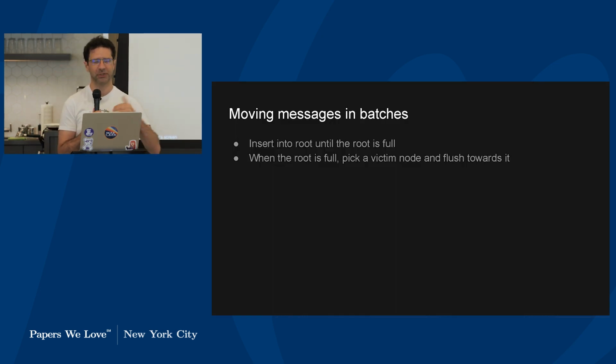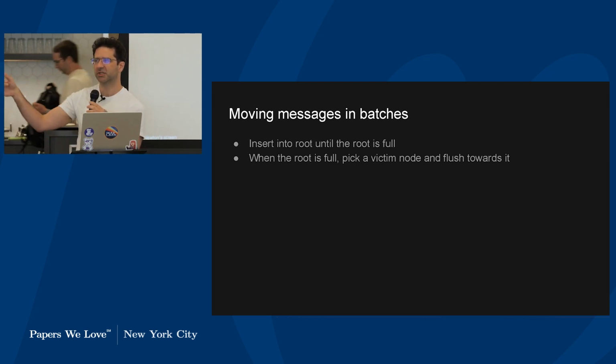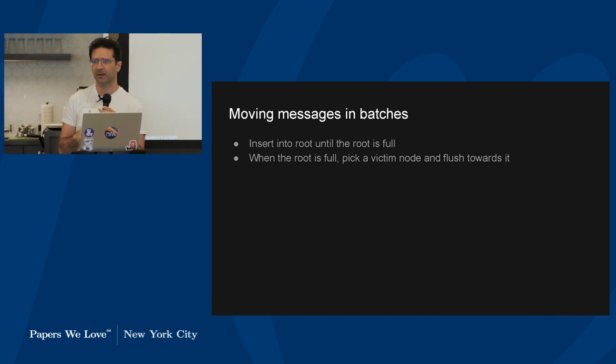What you do, you insert into the root node until the root node is full. So you have your root node, you toss a message into it. So create value, create value, create value. And then when the root node is full, pick a victim node and basically say, hey, I've got 10 messages going down this path of the tree. Let me flush down that path. So you pick the heaviest child and move the messages down in a group to that node.